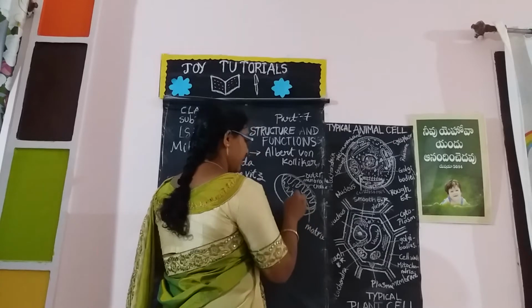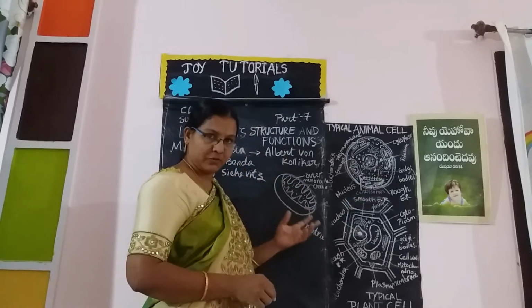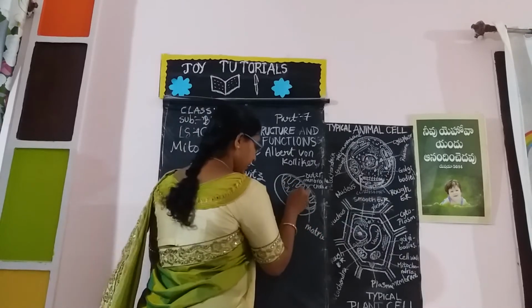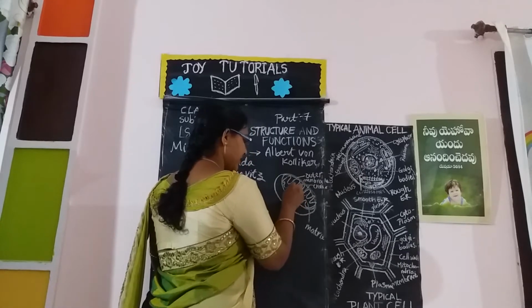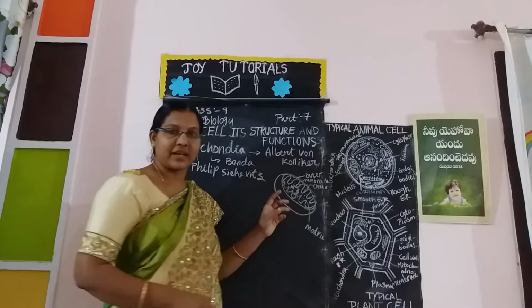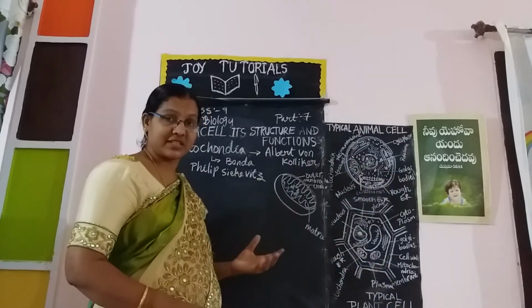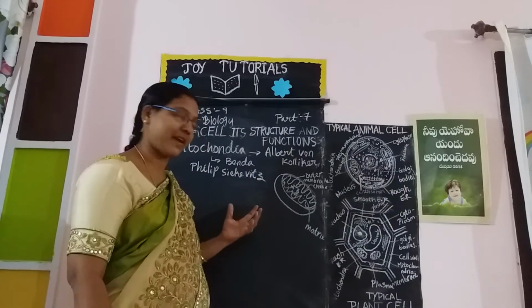Matrix. It contains RNA, ribosomes, food particles, DNA. Okay, ATP is also present in the matrix. Food particles release energy in the form of ATP, adenosine triphosphate.